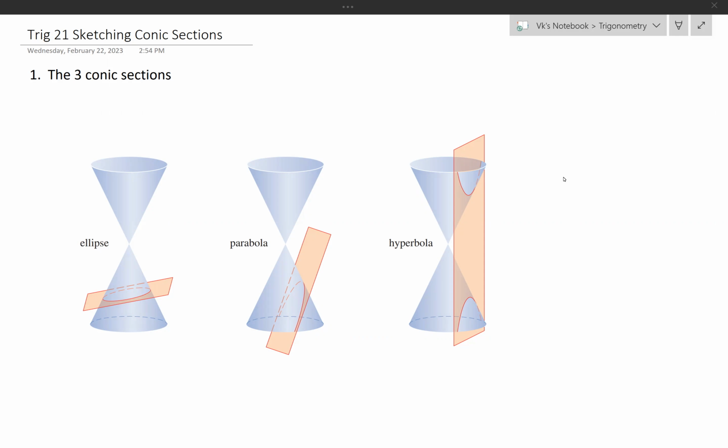Today we explore lesson 21, sketching conic sections. Number one, the three conic sections. When a plane intersects a cone, we get an ellipse, a parabola, or a hyperbola, as seen in the picture. What we need to do is be able to figure out the formula of each conic section and be able to sketch each one.